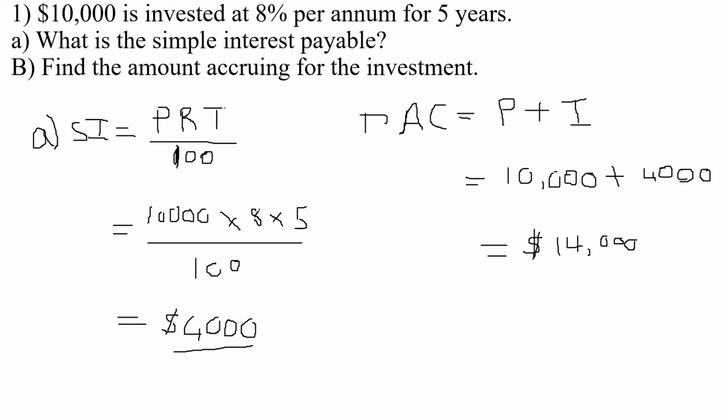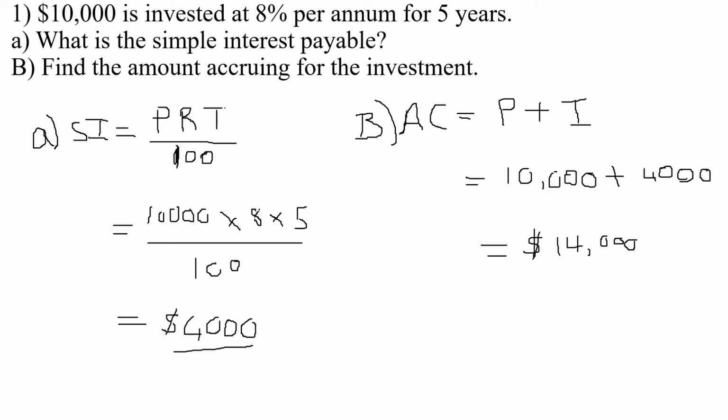So how much money after saving? Sorry, that's part B there. Let me do that over. Right, so yes, after saving for 5 years with an 8% rate at $10,000 initial amount, you would end up getting $14,000.